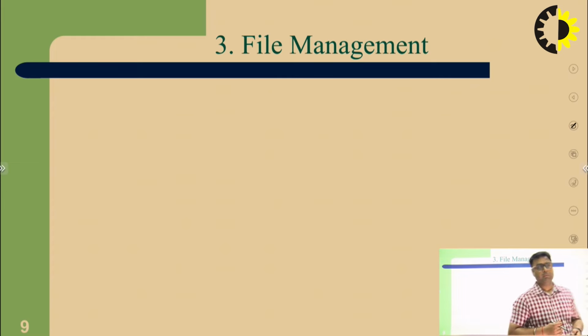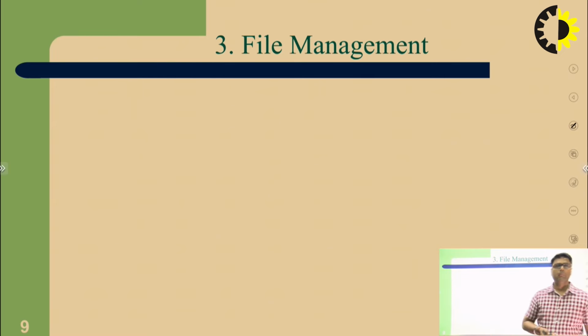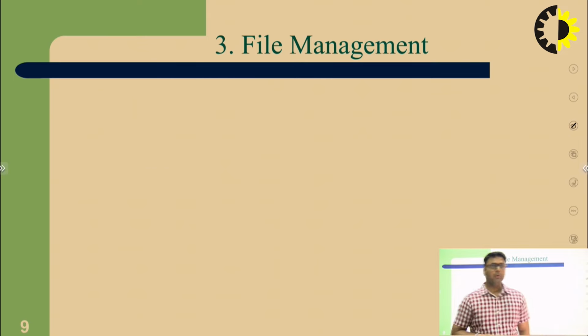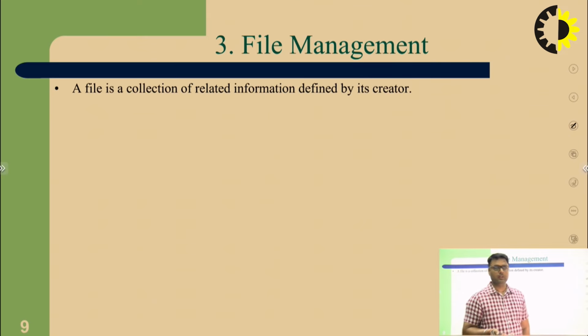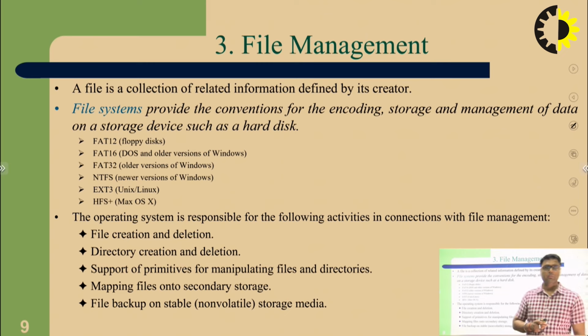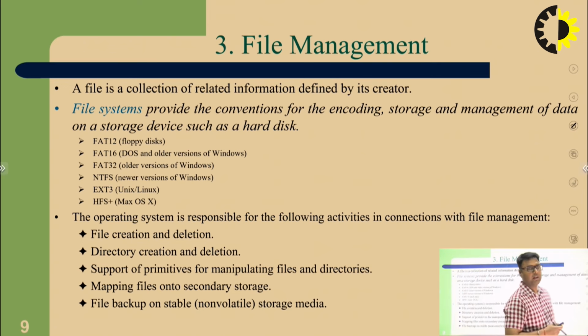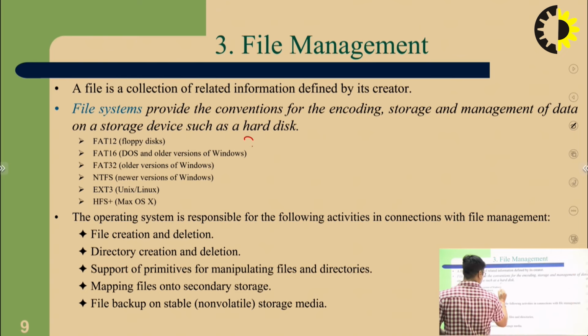Next is file management. File management is basically part of the secondary storage device, such as the hard disk, with big memories, terabytes, everything related to secondary memory, and it is related to the file system. A file system is a collection of related information defined by its creator. File systems provide the convention for encoding, storage and management of data on a storage device such as a hard disk. That means the file system is stored on the hard disk, and the operating system is responsible for the activities.